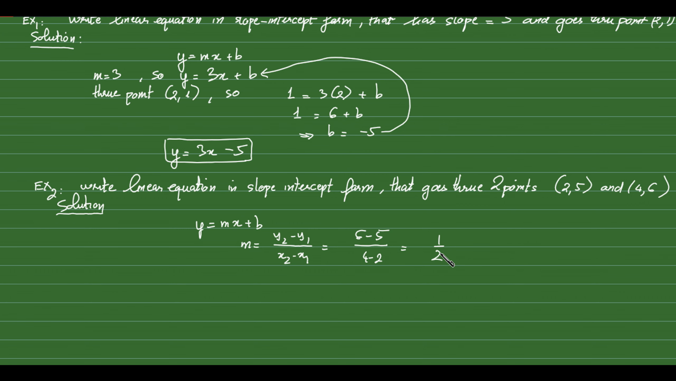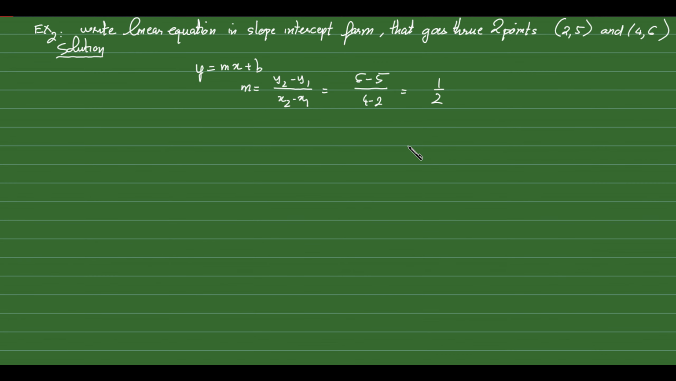So you already got the m. Now our job is to find b. After you got m, you replace the m over here with 1 over 2. So my equation becomes y equals 1 over 2 x plus b. Now you have to find b. It means that you have to replace y and x with numbers. This is x1, y1, x2, y2. You can pick any of them.